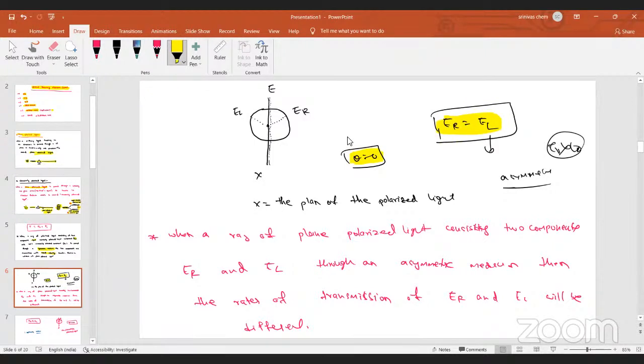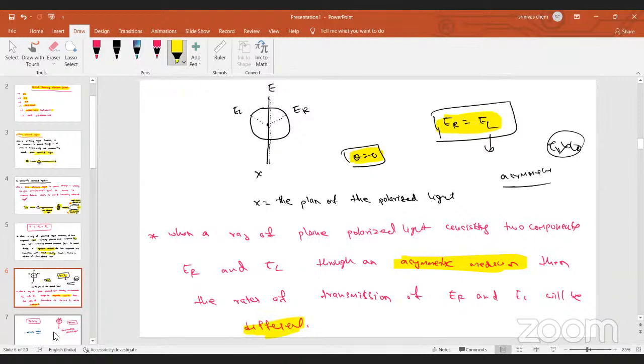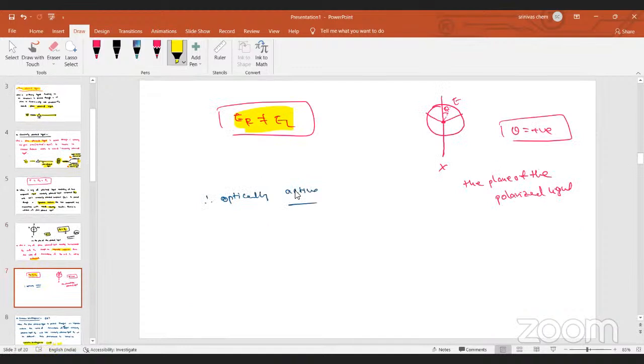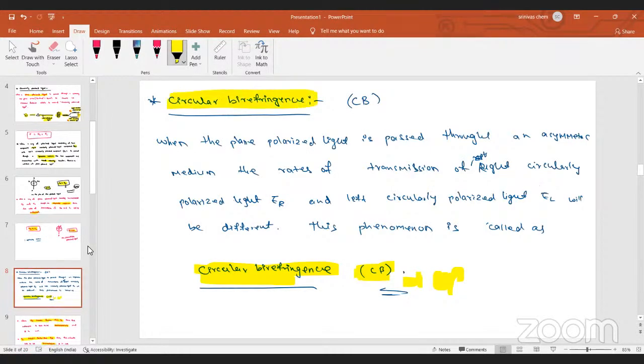When ER and EL pass through an asymmetric medium, the rates of transmission of ER and EL will be different, that is ER not equal to EL. This phenomenon is called circular birefringence. Here theta has some positive value, therefore they are optically active. So what is circular birefringence? When plane polarized light passes through an asymmetric medium, the rates of transmission of right circularly polarized light ER and left circularly polarized light EL will be different. This phenomenon is called circular birefringence, CB.